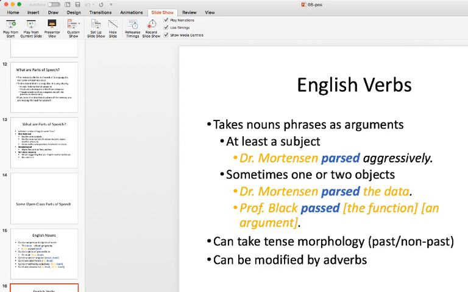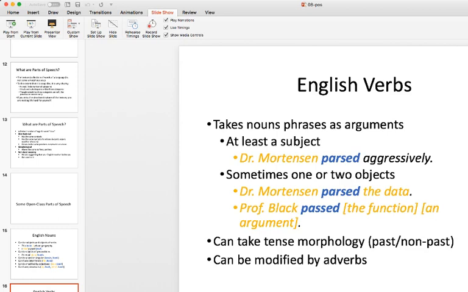English verbs are words that take at least a subject. So syntactically, they take at least the subject. Sometimes they take one or two objects. So you can say things like, Dr. Mortensen parsed the data, or Professor Black passed the function an argument.